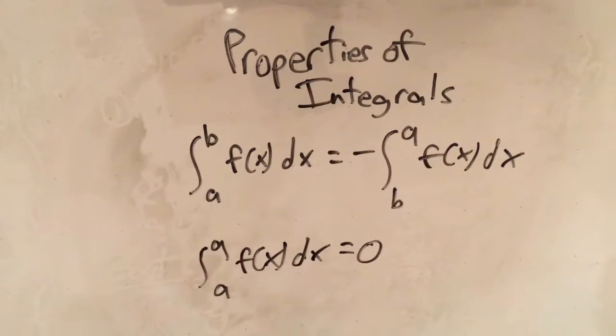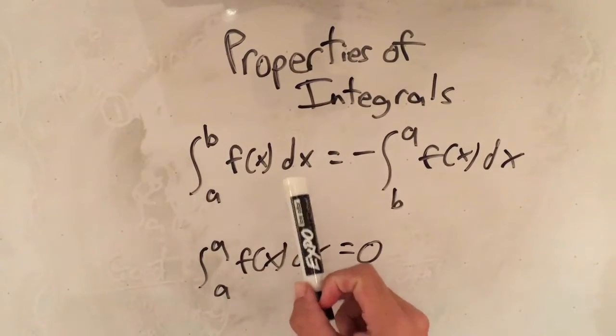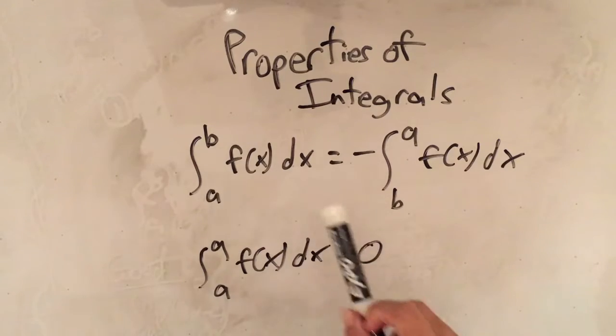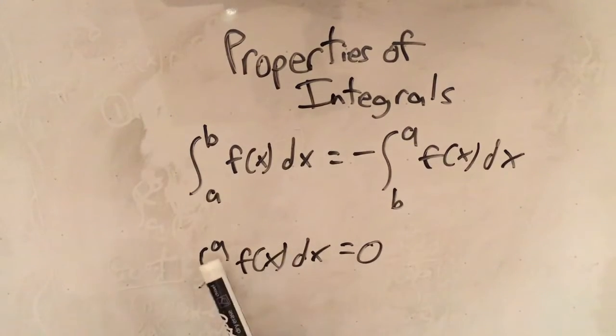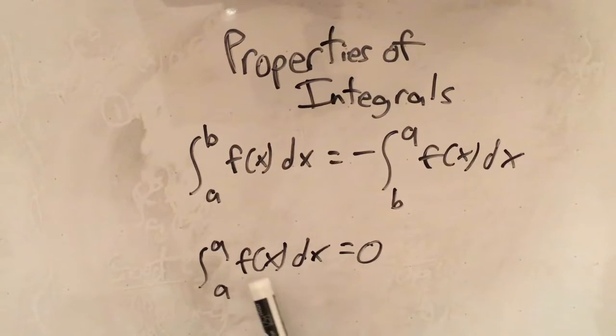Here are two examples of special properties of integrals. We have the integral from a to b of f of x dx equals the negative integral from b to a of f of x dx. And then we have the integral from a to a of f of x dx equals 0.